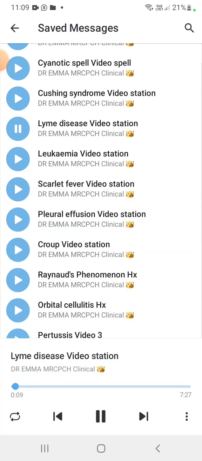I can see a child whose arm is shown only, and he is having a target lesion, which is a bullseye lesion, having surrounding erythema and central erythema as well.